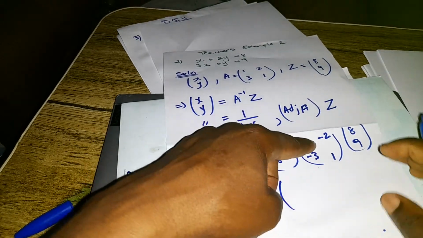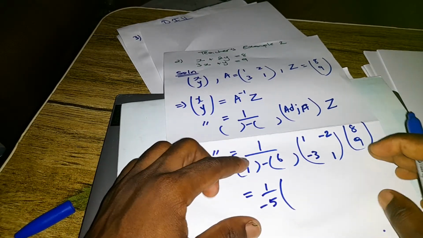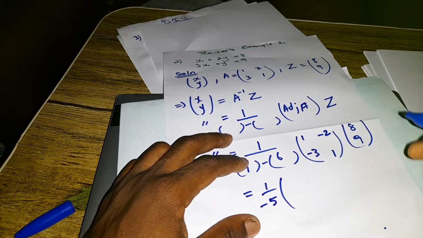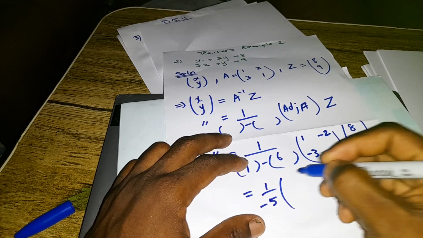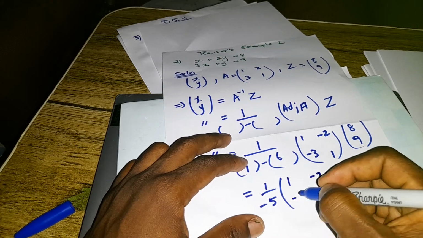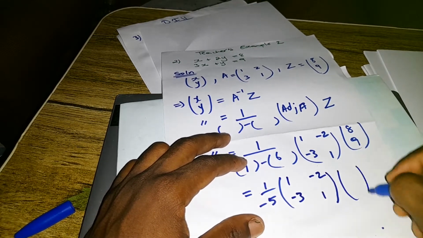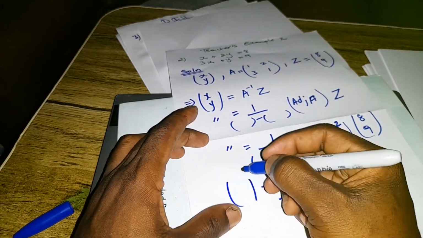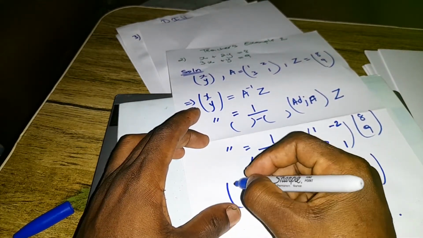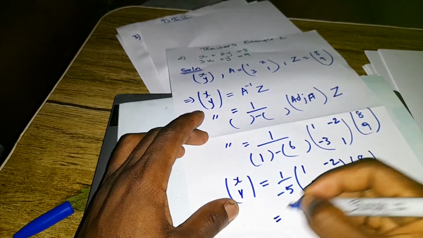And then remember I said what we're going to do, we're going to multiply. We're going to carry this back down. Yes, 1, minus 2, minus 3, 1, and 8 and 9. Take your time, we're not rushing the process. So this is actually x and y. What do we do from here?